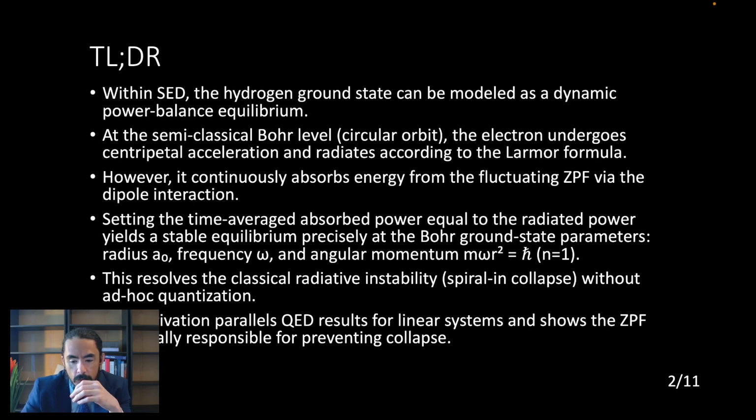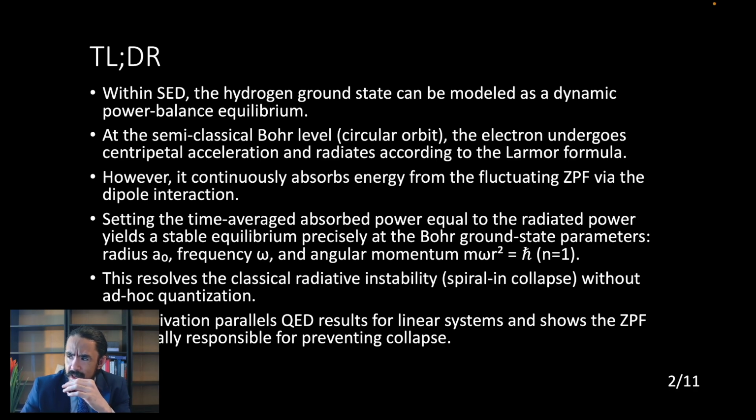So to give a little bit more of a summary of the paper, within stochastic electrodynamics, the hydrogen ground state can be modeled as a dynamic power balance equilibrium, as I said. And at the semi-classical Bohr level, which postulates circular orbits, the electron undergoes centripetal acceleration and radiates according to the Larmor formula. I didn't write it here because we don't have enough space.